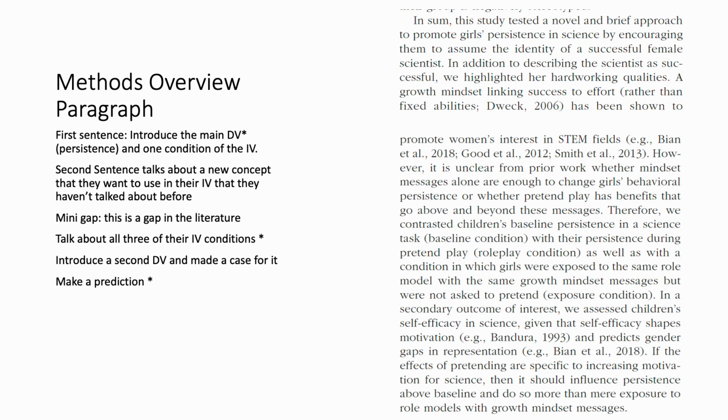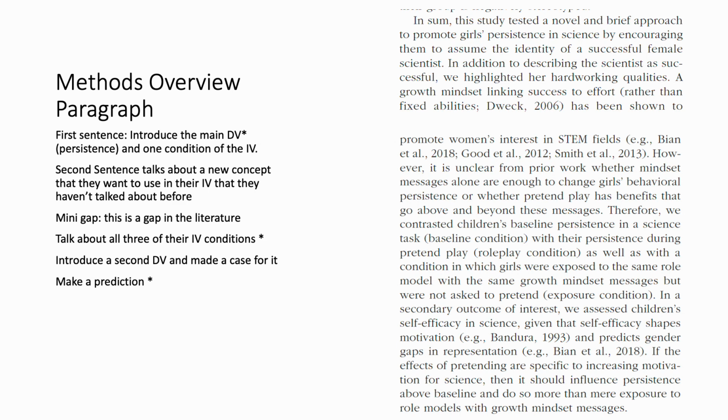In the next sentence, they talk about all three of their independent variable conditions. You need to do this. This is setting your reader up to understand your method. Well, in order to do that, they have to understand your independent variable, right? They also talk about the DV throughout. They then introduced a second DV, made a case for it. We don't have to do that unless you're adding a second DV. You see what I'm saying? And then finally, they make a prediction. Let me read those last two sentences you need to include.